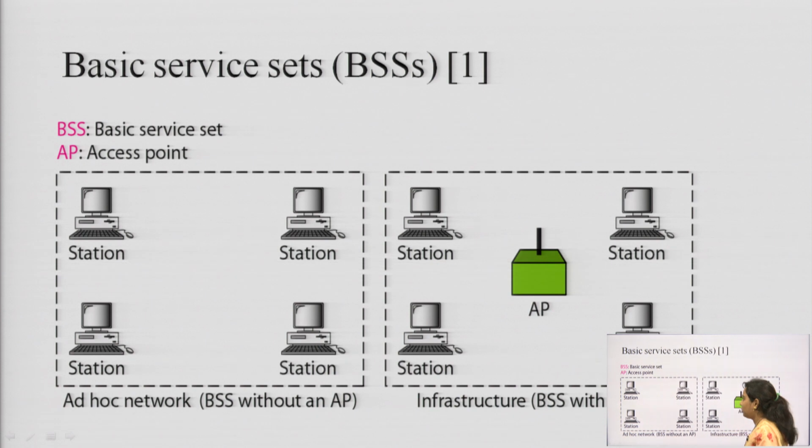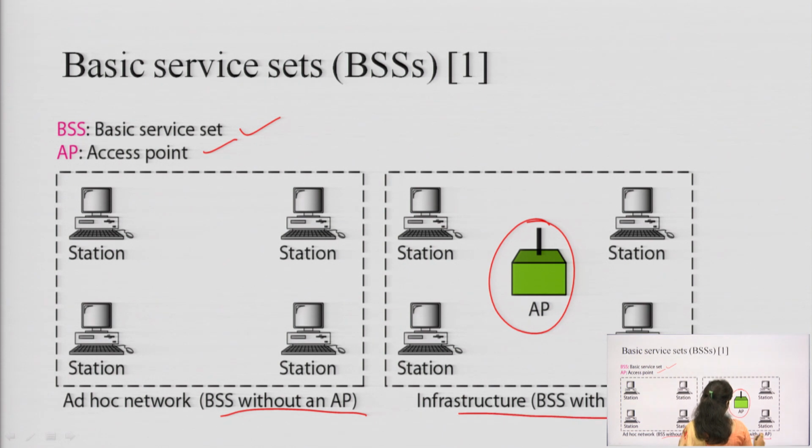So, this is the basic diagram, that is the basic service set. BSS, as we have discussed, is the basic service set, and AP is the access point, as you can see over here. In this ad hoc network, this is BSS without an AP and this is BSS with an AP, which means an access point is there. As you can see in this diagram, there are 4 stations connected in this network, and in this case there are also 4 stations connected, but there is an access point, denoted by an AP.